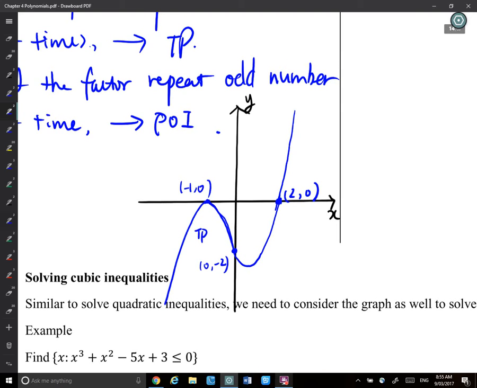So always start from the right. It doesn't matter whether it's a cubic function, a quartic, or a power 5, you always start from the right. But you look at the coefficient, whether it is positive or negative, and you decide whether you want to start from the top or start from the bottom. So you always start your graph on your right hand side. Okay, you write this here.